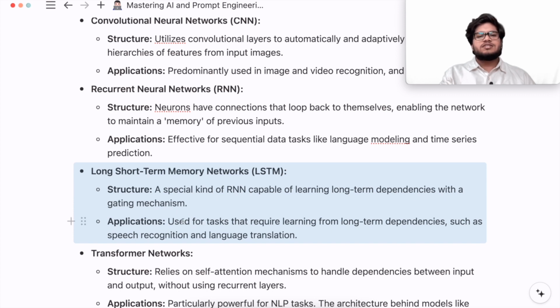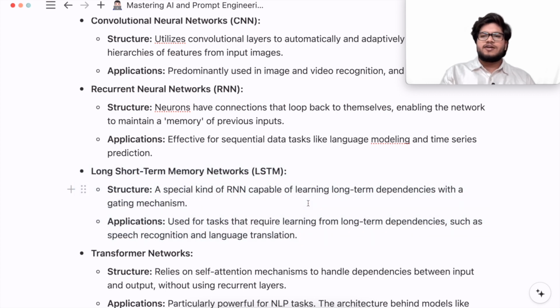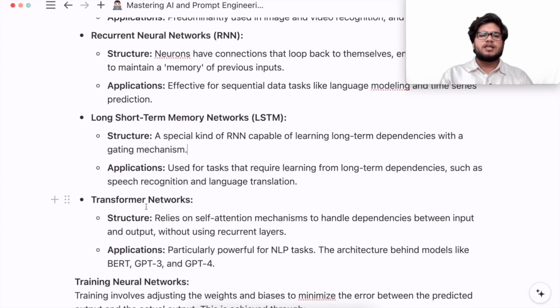The application of LSTM is for tasks that require learning from long-term dependencies, such as speech recognition and language translation. If we use Google Translator or any other translator, this kind of neural network is present in it. Now let us come forward to transformer networks.